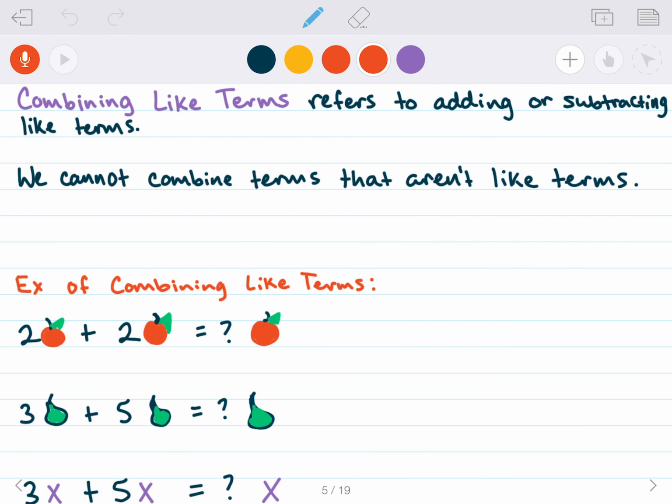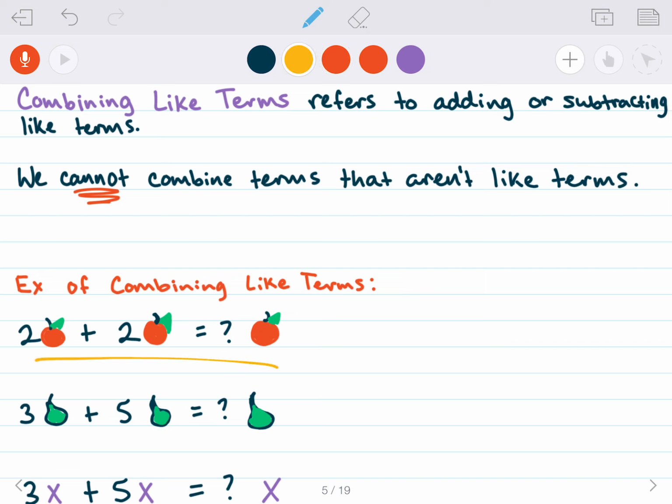Okay, so now that we've talked about what like terms are, we can now talk about combining like terms. And all that means is adding or subtracting like terms. We cannot combine terms that aren't like terms. I'm going to show you what I mean by that. So let's first look at examples of combining like terms.